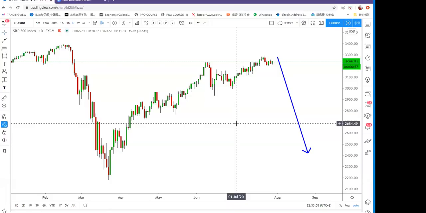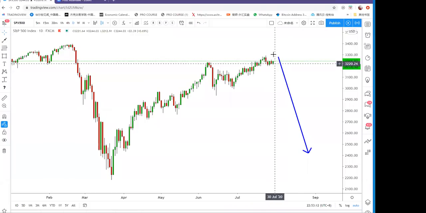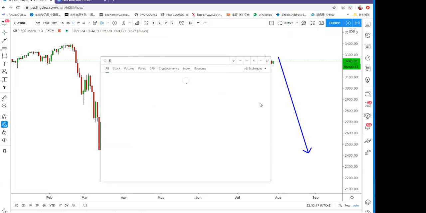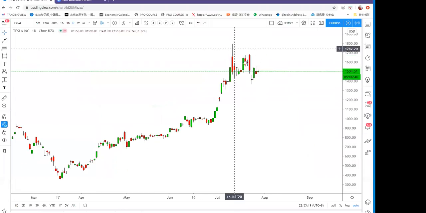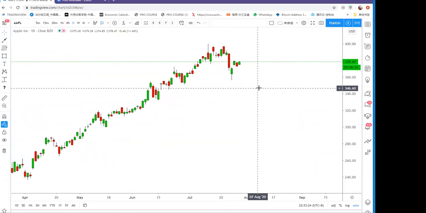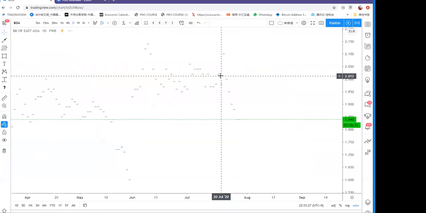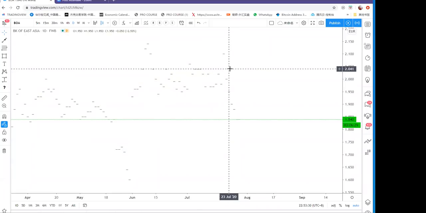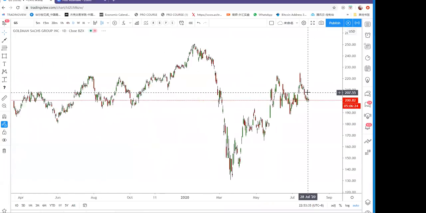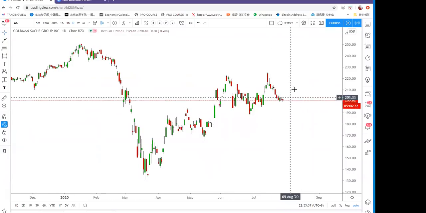Because the dollar is already weak, and if stocks crash, people will lose faith in the United States. So the S&P may still move sideways from here, because individual stocks are still doing well. Tesla is still very high, Apple is still very high and climbing up again. Goldman Sachs is a little bit weak, but still maintains above 200.